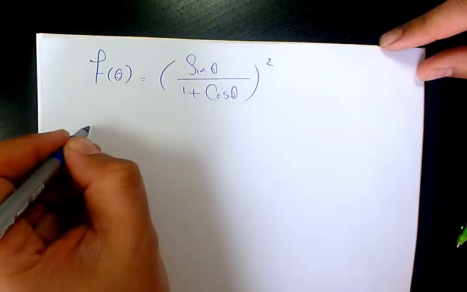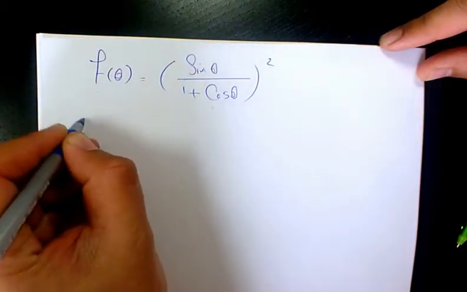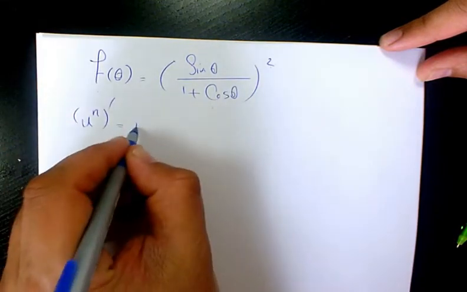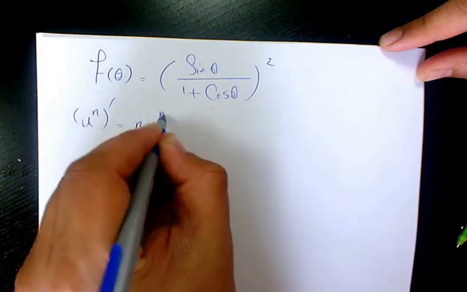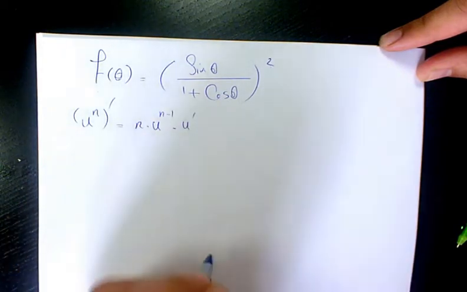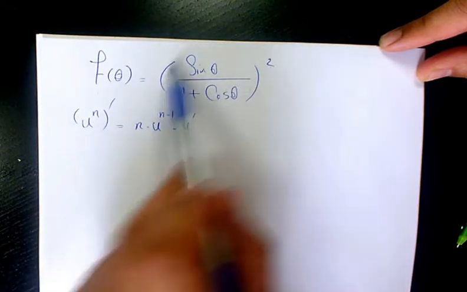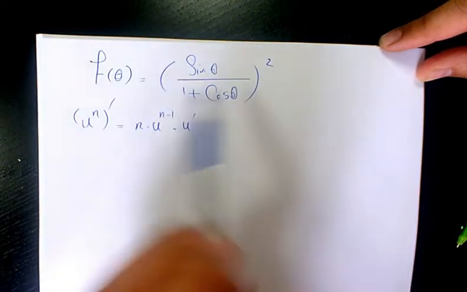When we are dealing with u to the power of n and we want to find the derivative, it's going to be n times u to the power of n minus 1 times u prime. U prime is the derivative of u. So in this case, u is sine theta over 1 plus cosine theta.